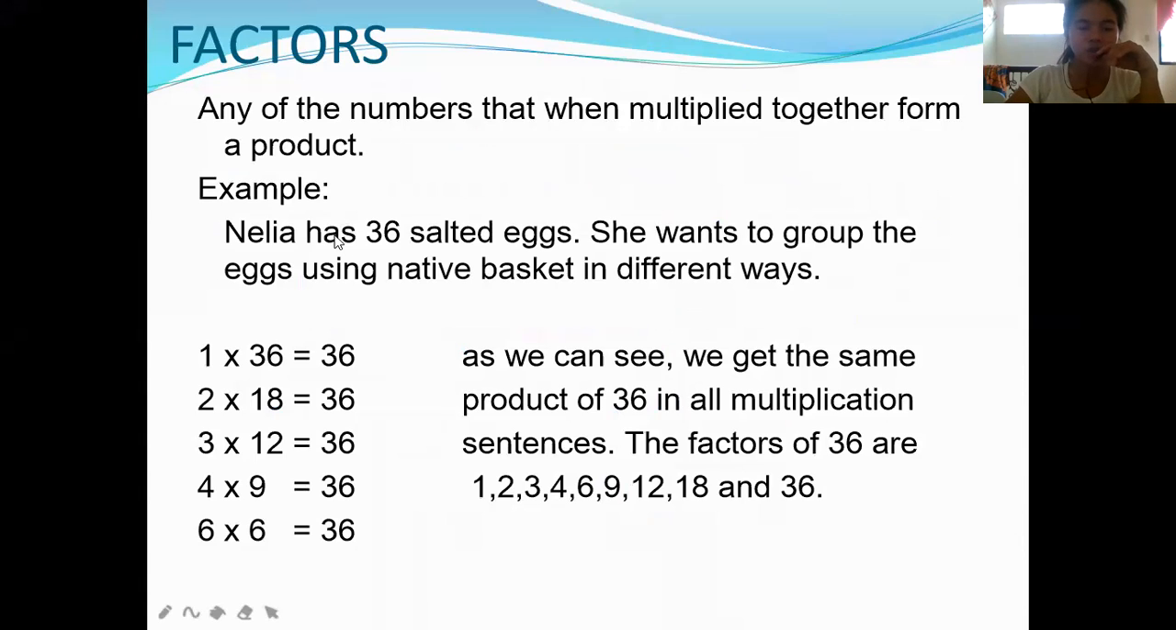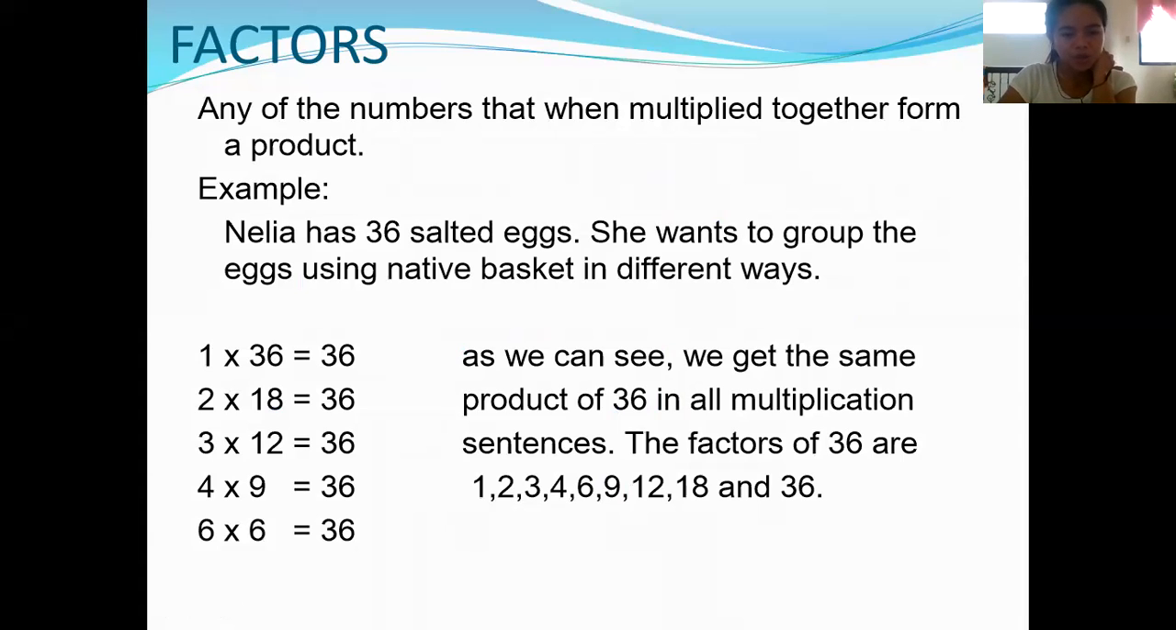So I have here an example problem. Nelia has 36 salted eggs. She wants to group the eggs using native basket in different ways. So I have here 1 times 36. So I write here the factors of 36, no? The numbers that when we multiply, it is equals to 36.